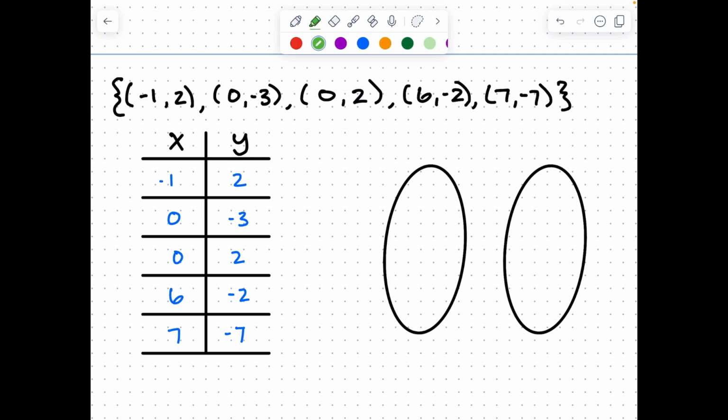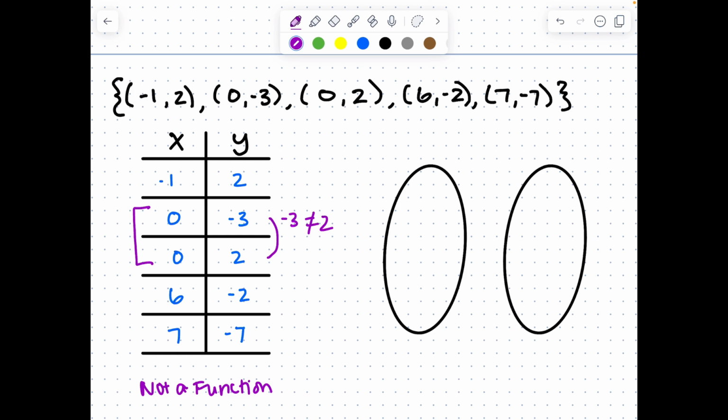So then I can look and say, okay, is this a function? -1, I only see once. 0, I see twice. So remember, that doesn't mean it's not. It just means, hey, let's check this. We've got double zeros. But then we look, 0 maps to -3 and 0 maps to 2, and those are not the same. So this is not a function. And that's how you work from a table.